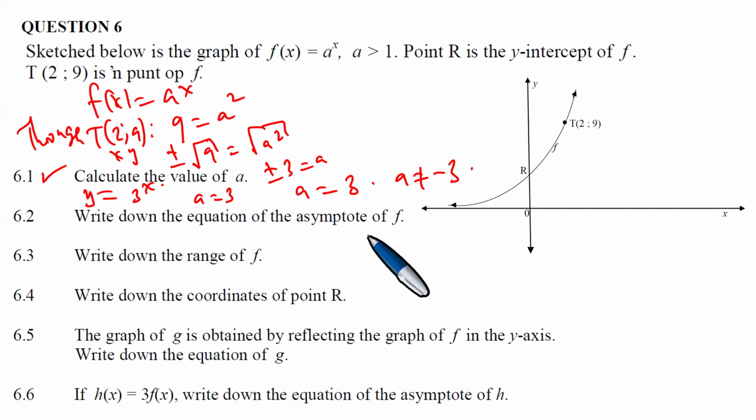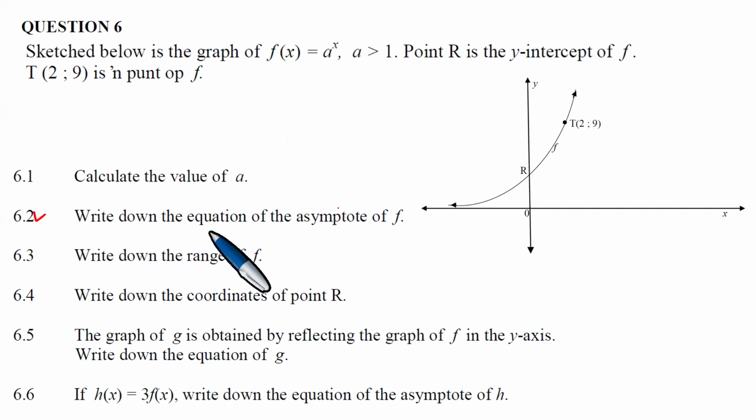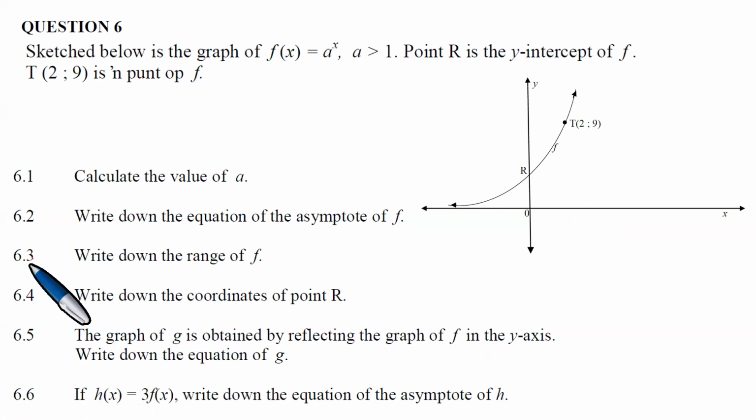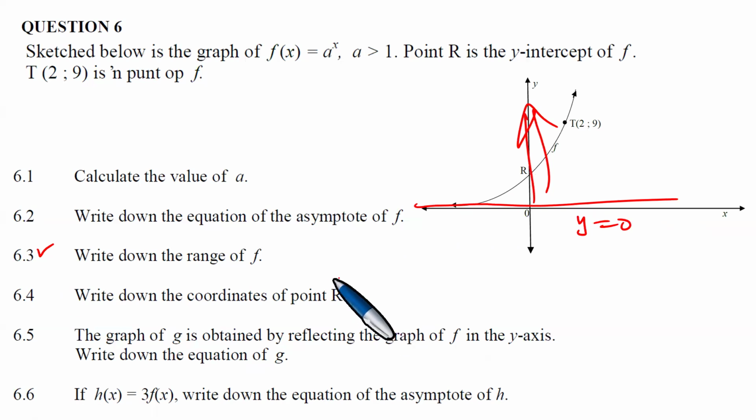Write down the equation of the asymptote of f. So in 6.2 right now, if we agree that a is 3, what is the equation of the asymptote? It is this guy here, and it is exactly y equals 0. It is exactly y equals 0. That is the asymptote of the function. Next thing, write down the range of f. So let us look at 6.3. The range of f is a set of all the values of the function. So at this point, y equals 0, and this goes all the way up. And so what is the range?